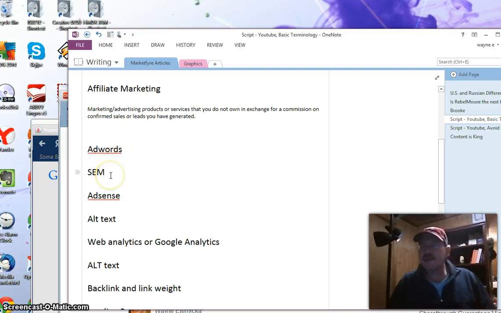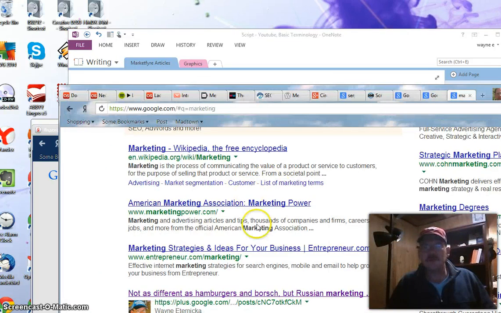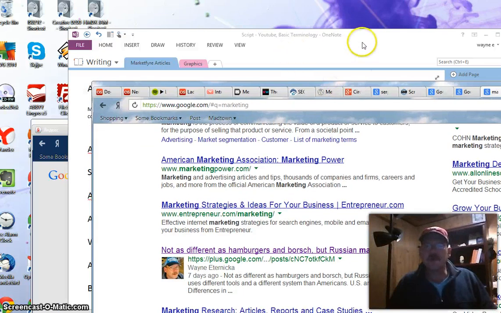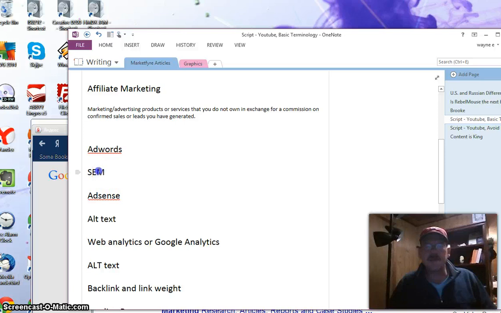Search engine marketing is basically what we've just been looking at, getting your higher organic results, and that's your AdWords. Any marketing that happens in the search engine is called search engine marketing, and that's what SEM is.